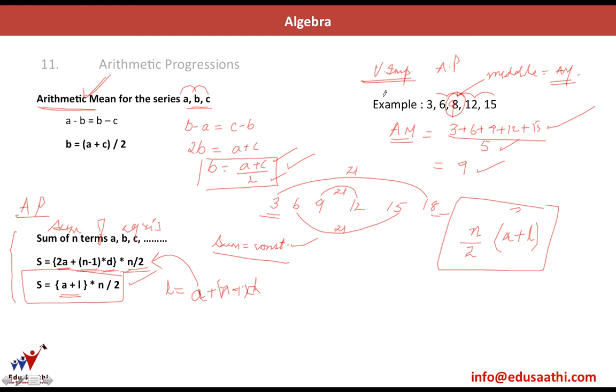A very important thing to notice is that the sum of equidistant terms in case of an AP is equal. So the sum of the first and the last term will be equal to the sum of the second and the second last term, which will be equal to the sum of the third and the third last term, and so on.